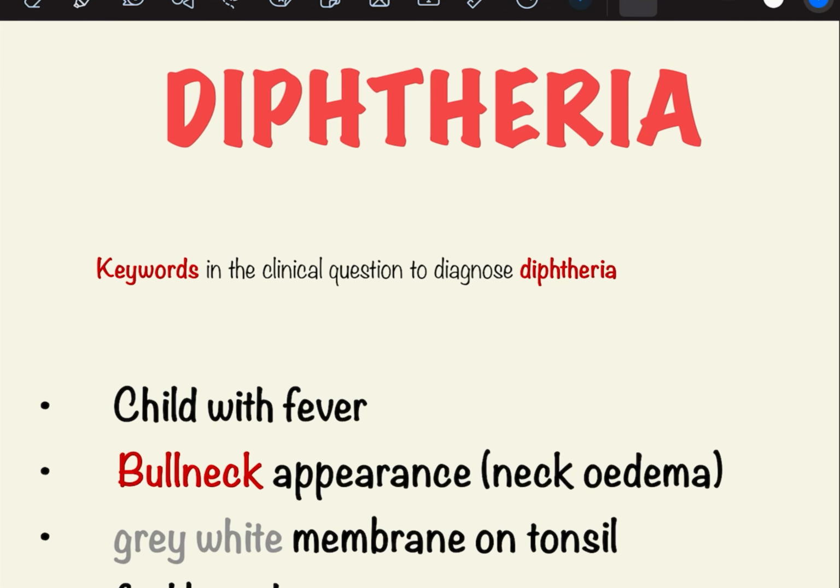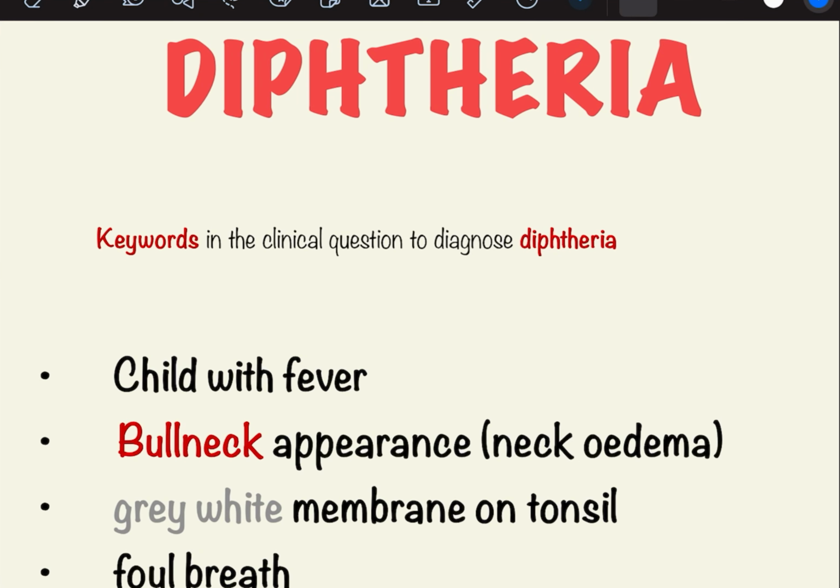Today's topic is diphtheria. It is a 15-mark question, generally given as a clinical question. When it is given as a clinical question, the keywords in the question to diagnose diphtheria are as follows.